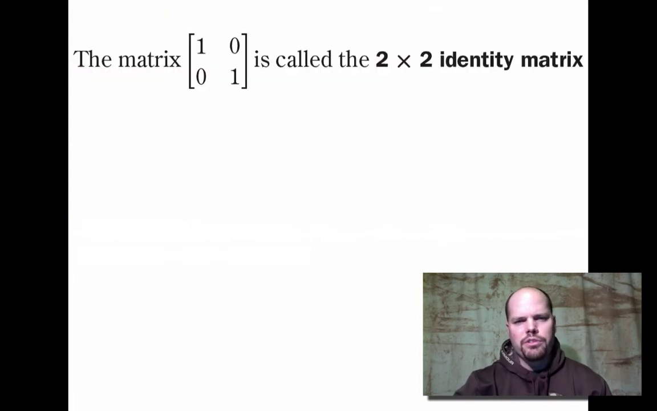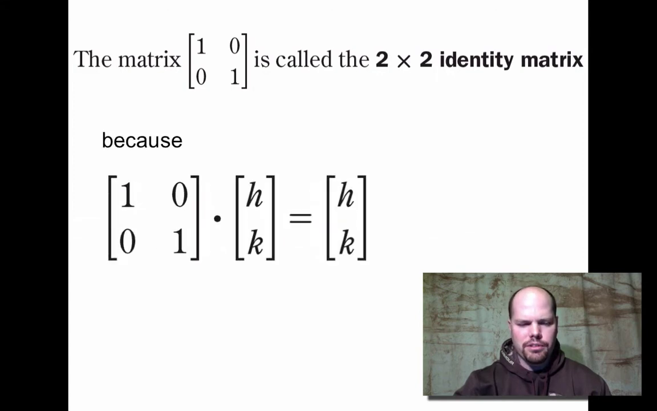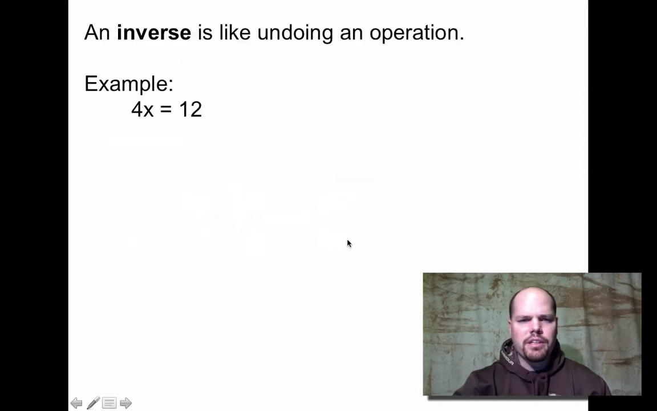The matrix 1, 0, 0, 1 is called the 2x2 identity matrix, because if you multiply an identity matrix by something like a 2x1 here, you're going to end up with the same thing. It's kind of like multiplying by 1. You'd go 1 times h plus 0 times k, which gives you h, and then in the second row you'd get 0 times h plus 1 times k, which would just give you k. So that's why that is that.